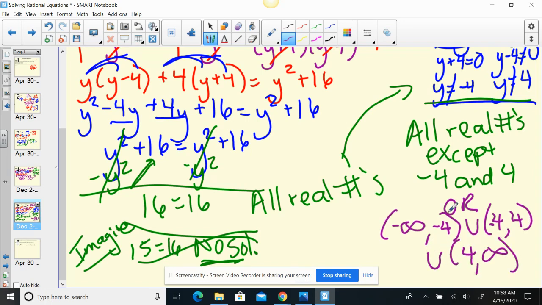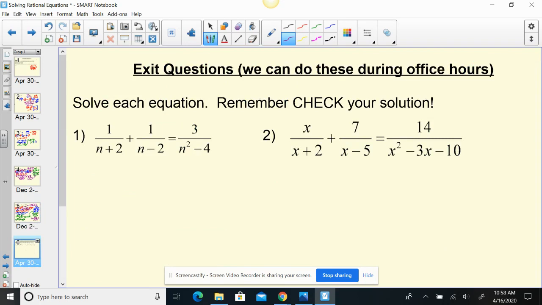Because I'm using parentheses in my interval notation, it's saying skip this number, skip that number. So it's all of the numbers from negative infinity to negative 4, jump over negative 4, go negative 4 to 4, jump over 4 and go 4 to infinity. Next week, we're going to look at the graphs of these. So this should all then connect in your brain.